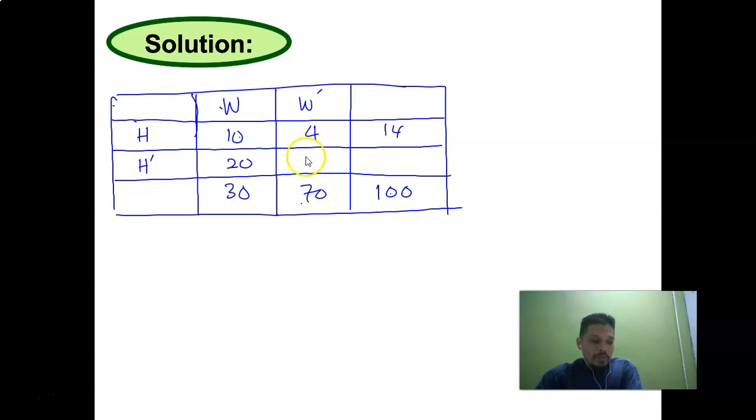70 minus 4 equal to 66. 66 plus 20 equal to 86. So to make sure that this table is correct, 30 plus 70 equal to 100. It was mentioned earlier in the question that the total number of professors is 100. So 14 plus 86 is also equal to 100.